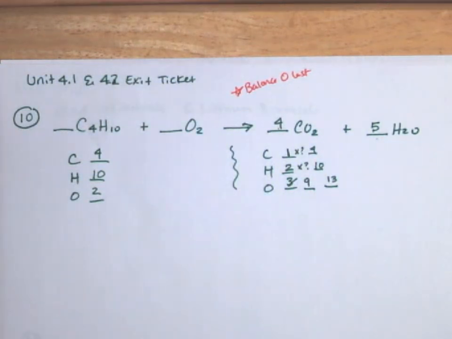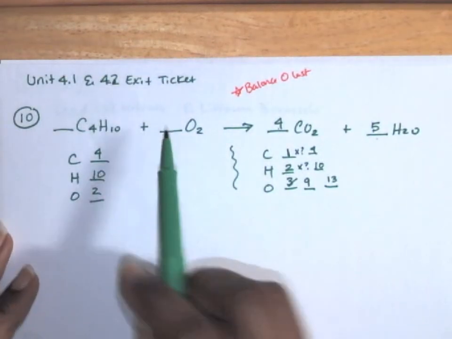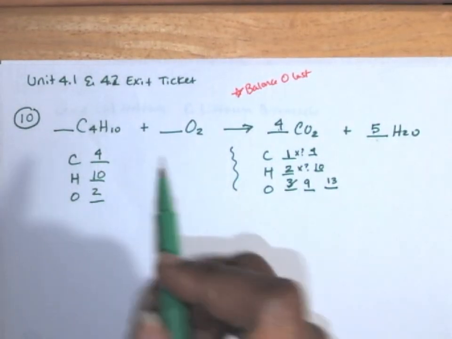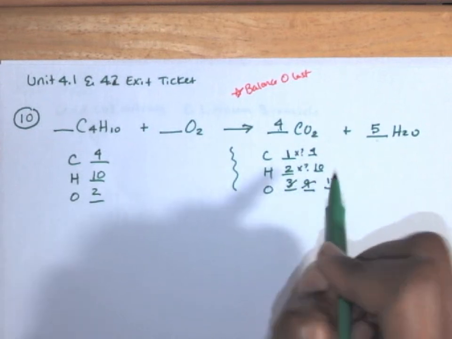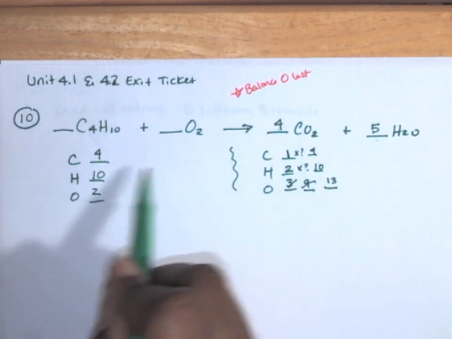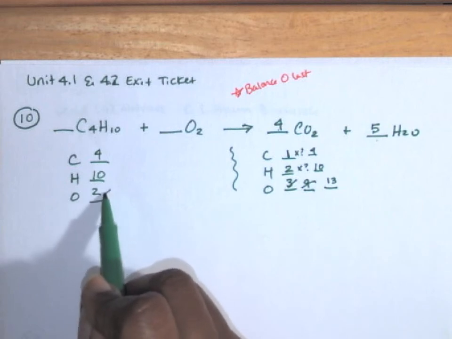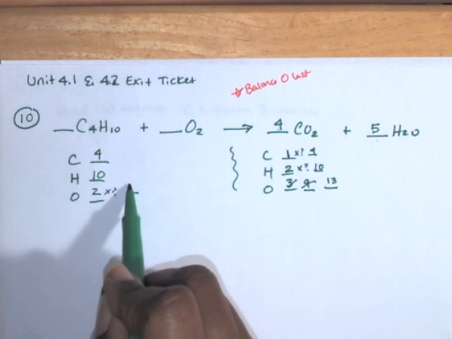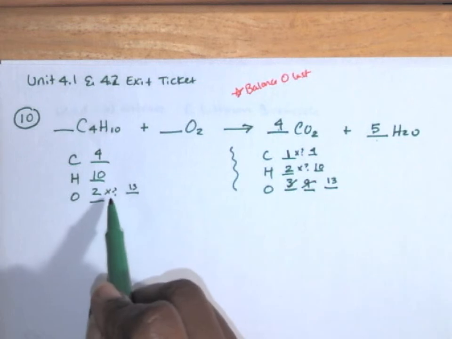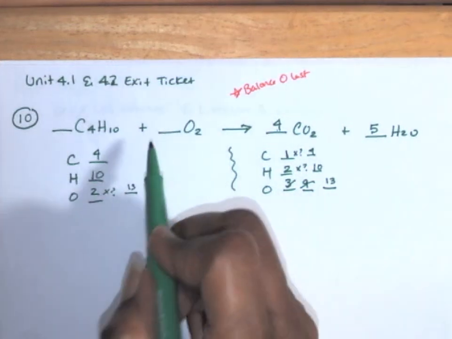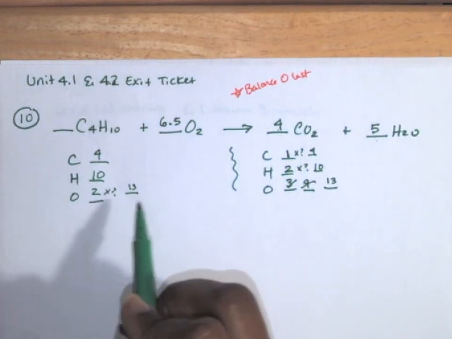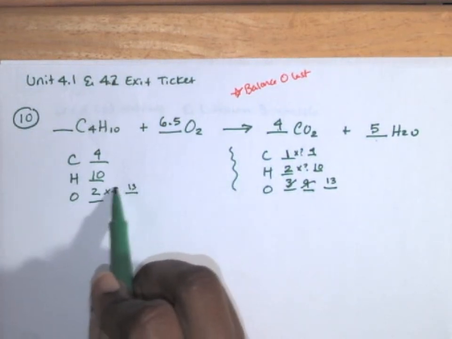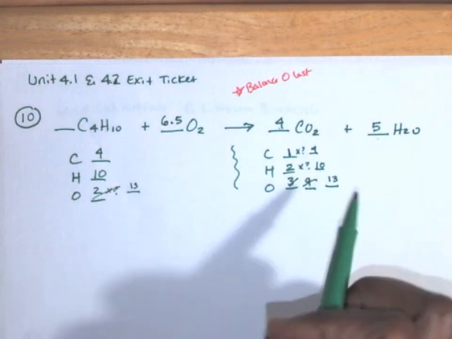All right, so now that I have that done, the next thing I want to do is go to my oxygen and figure out those coefficients. So in this case, I have 2 on this side and I have 13 now on the product side. So now I'm going to go over here and change it because this has the least number. So asking myself, 2 times what will give me a value of 13? And the answer to that is 6.5. So 6.5 times 2 will give me 13. Okay, so that's the value that I have now. It's 13 oxygens on both sides.